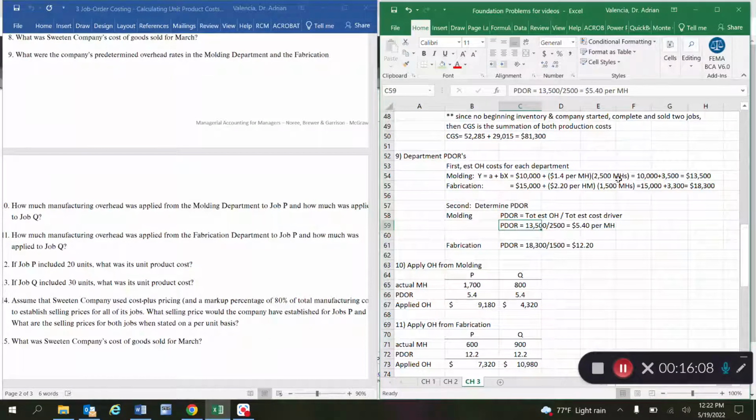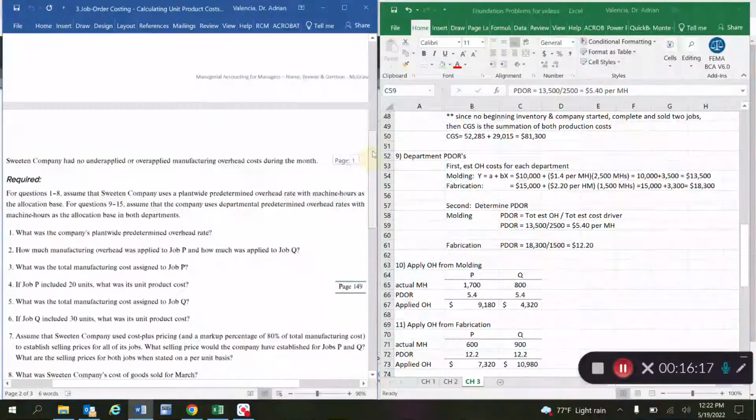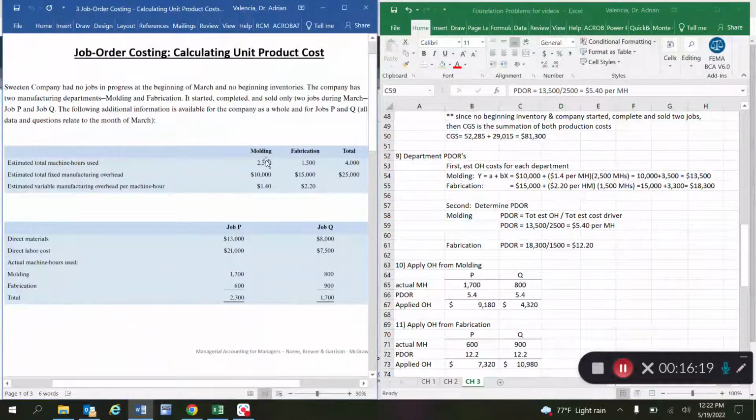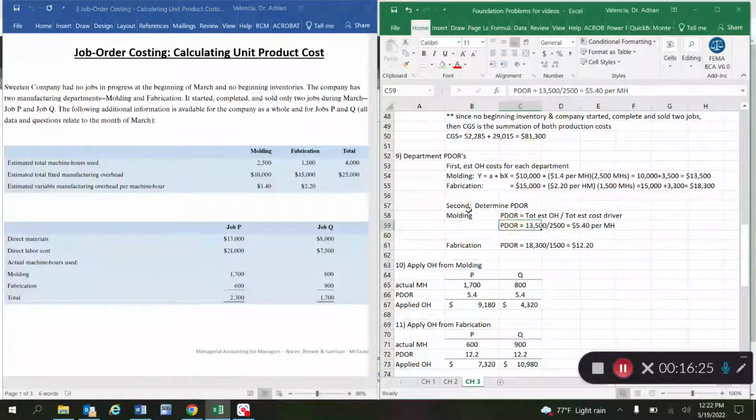Okay, so then we're going to determine the predetermined overhead rate for each department. So if the estimated overhead cost is $13,500 for molding, we're going to divide it by 2,500 machine hours, which are estimated machine hours. Don't use the actual, because again, the idea is when you're coming up with this rate, you do not know that it's actually going to be 2,300. You estimate that it's going to be 2,500 from the beginning of the period.